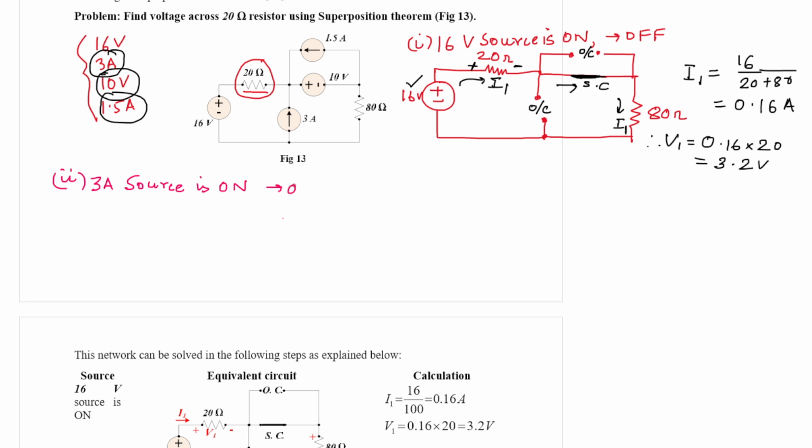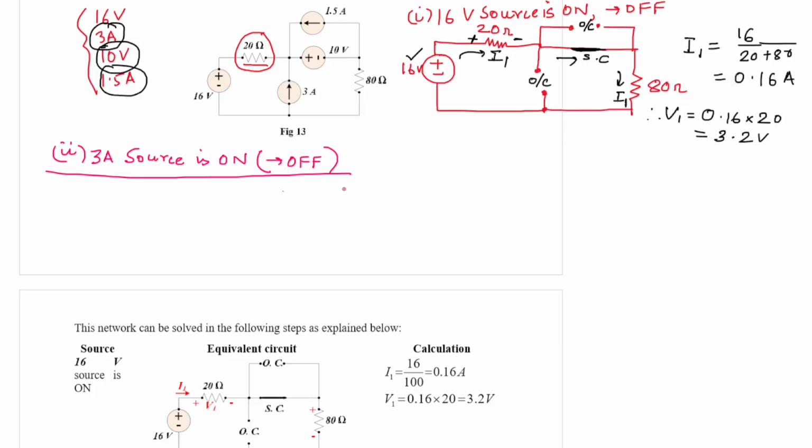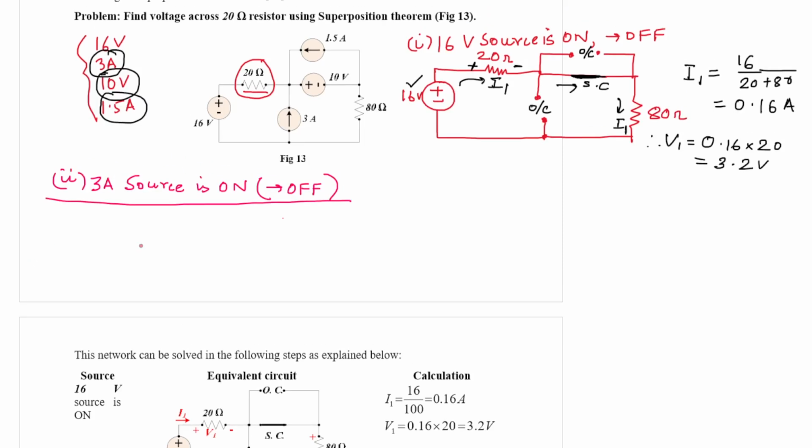Other sources are off, right? Now if you can draw the circuit diagram, this will be my 3 ampere current source. So you must deactivate other sources. So we have 20 ohm resistance here.